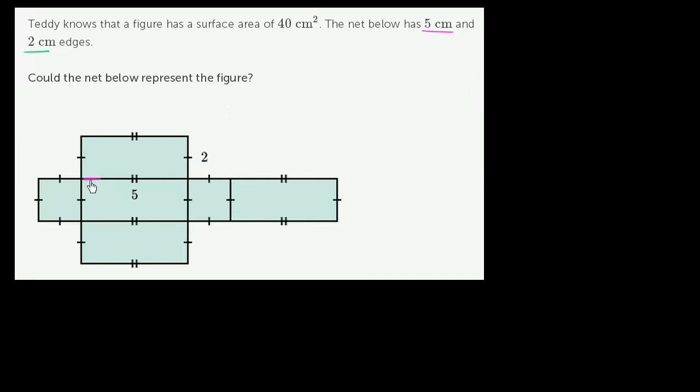So this is one of the 5 centimeter edges right over here. And we know that it has several other 5 centimeter edges because any edge that has this double hash mark right over here is also going to be 5 centimeters. So this edge is also 5 centimeters. This is also 5 centimeters. This is also 5 centimeters. And then these two over here are also 5 centimeters.